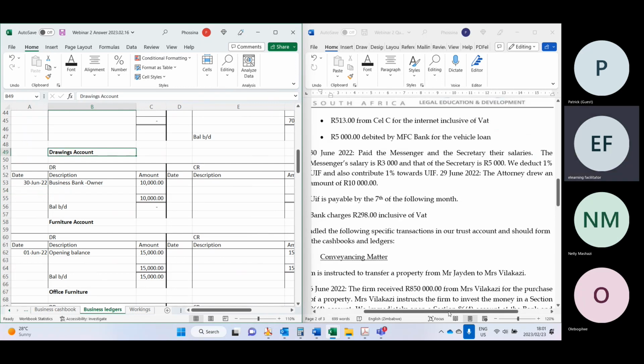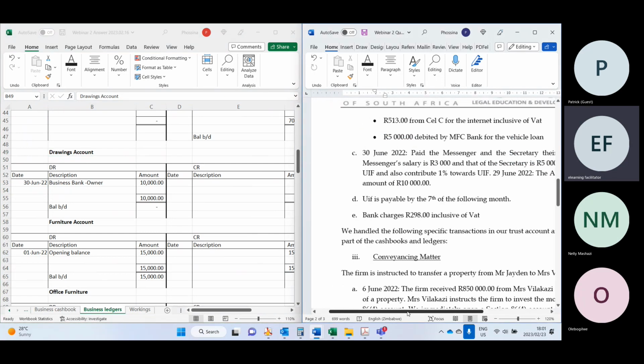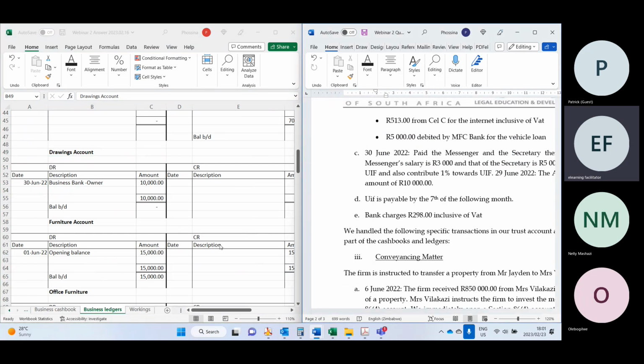Okay, and then UIF is payable on the 7th of the following month. So if it was the 7th of the following month, we'll get into our business cash book and pay it over on the payment side. We go to our liability account. If we've paid, we are reducing our liability, then we debit our liability account.